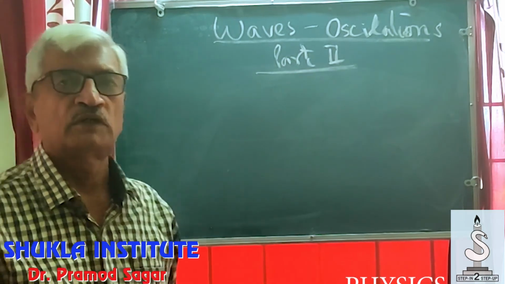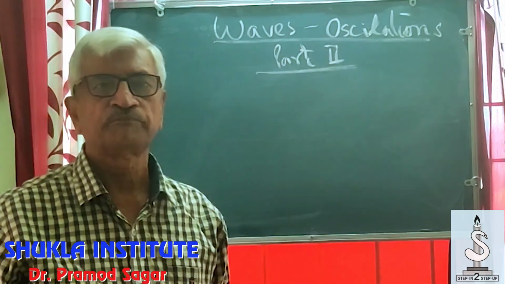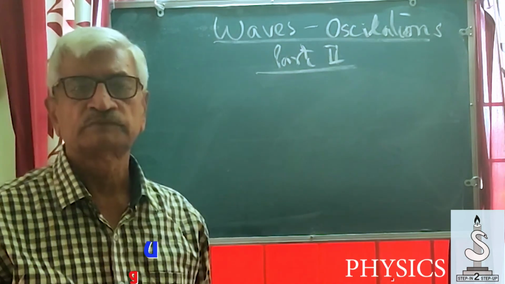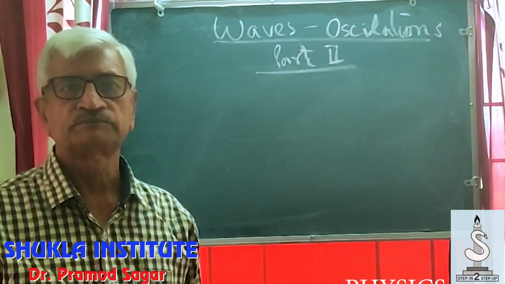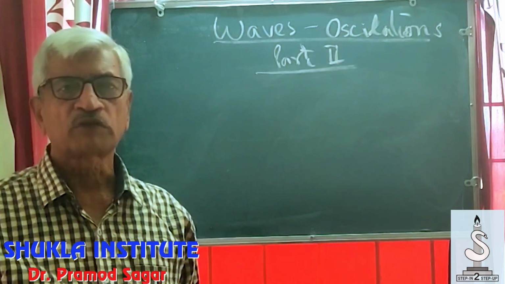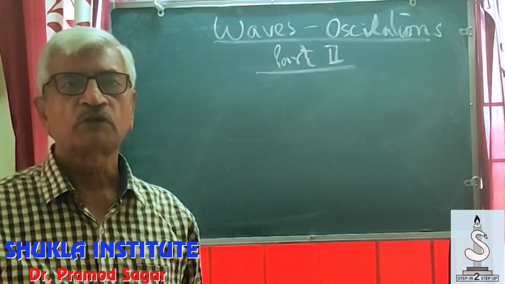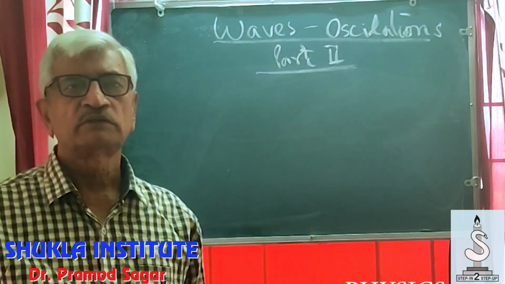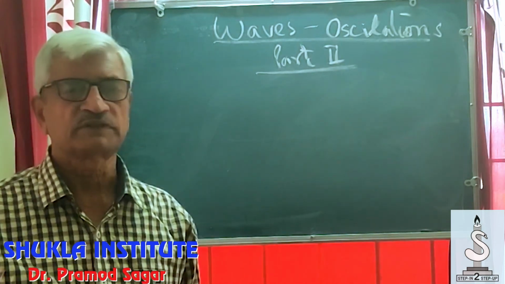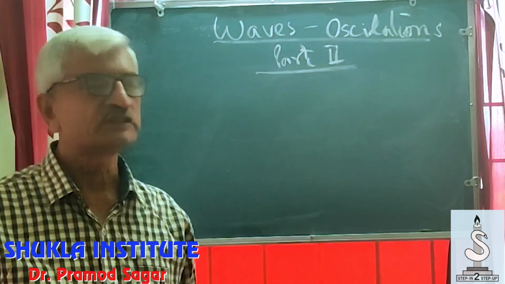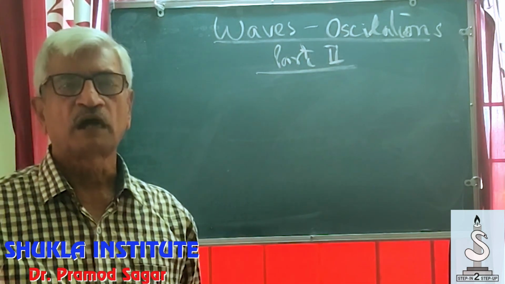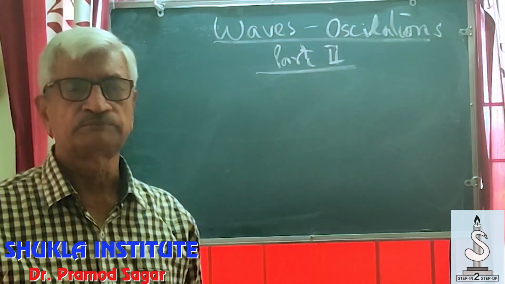Last time we talked about simple harmonic motion, and we discussed that a periodic motion would be called a simple harmonic motion provided it satisfies two conditions, namely the acceleration is proportional to displacement, and acceleration and displacement are oppositely directed.